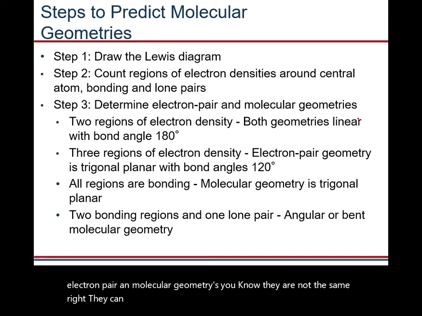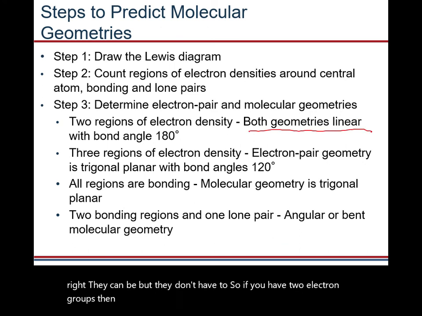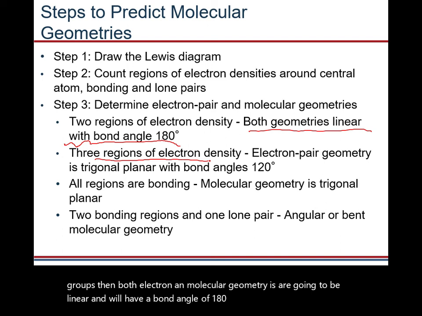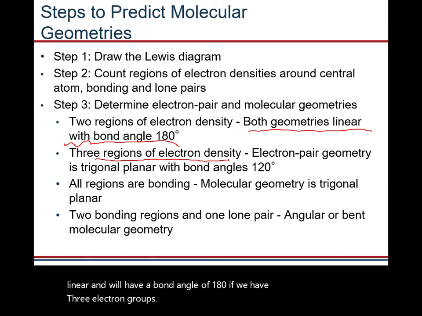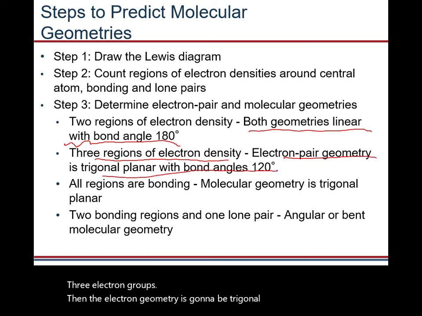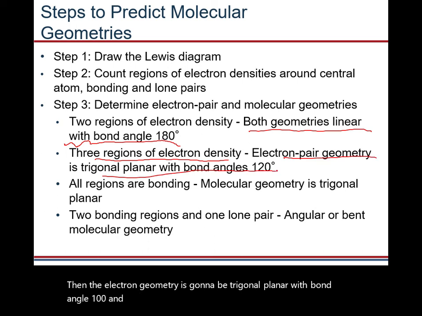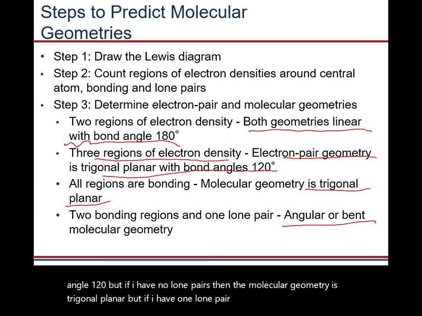So if you have two electron groups, then both electron and molecular geometries are going to be linear and we'll have a bond angle of 180. If we have three electron groups, then the electron geometry is going to be trigonal planar with bond angle 120. But if I have no lone pairs, then the molecular geometry is trigonal planar. But if I have one lone pair, then we're going to call it bent or angular.